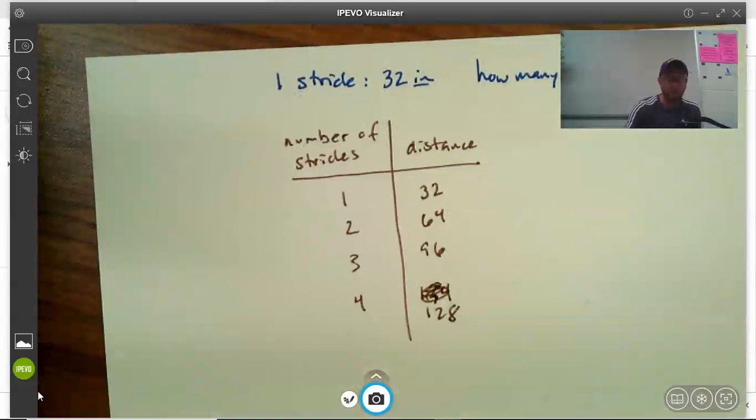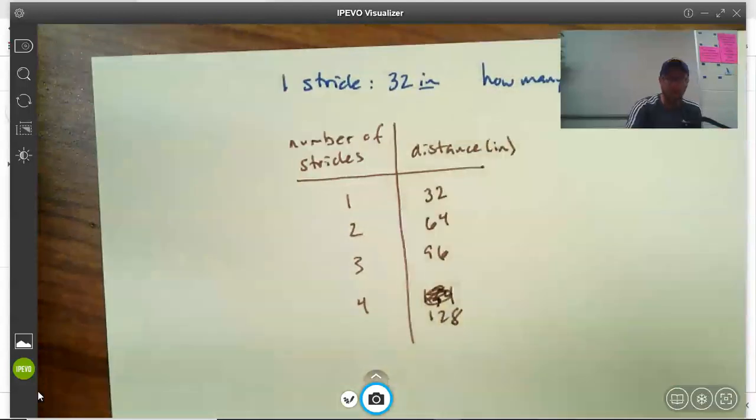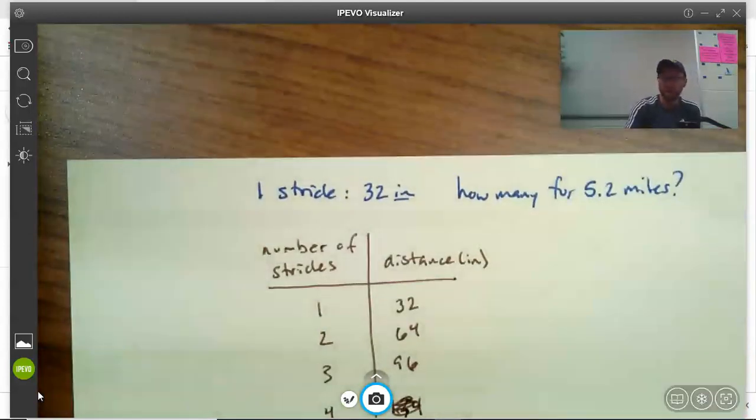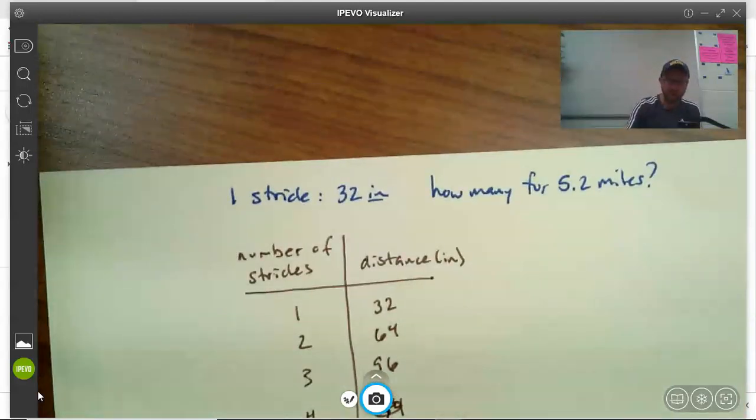Anyways, oh, you know what? This is all in inches. But our measurement we were interested in is miles. So let's take a look here. Miles. Let's do a little conversion down here.